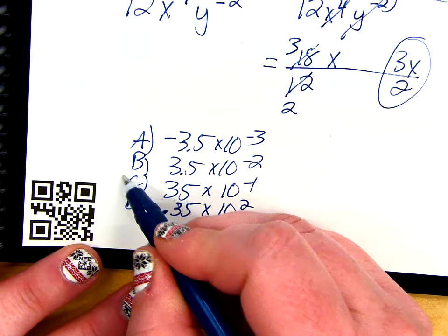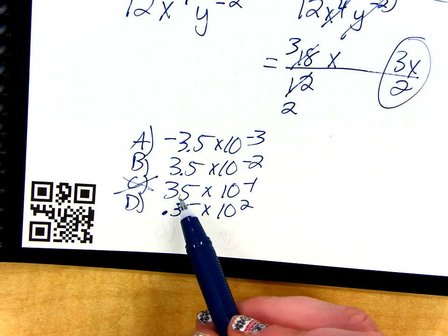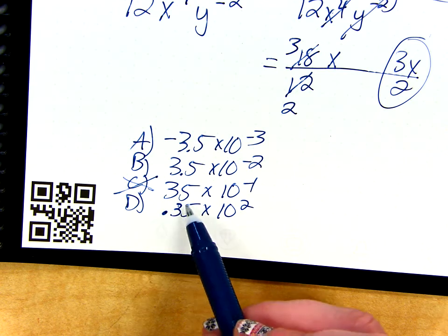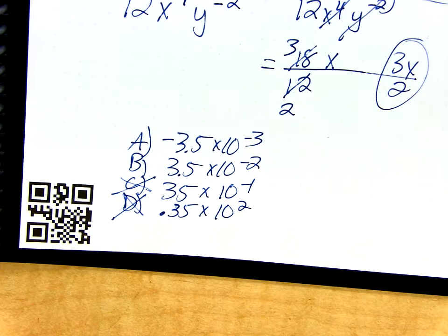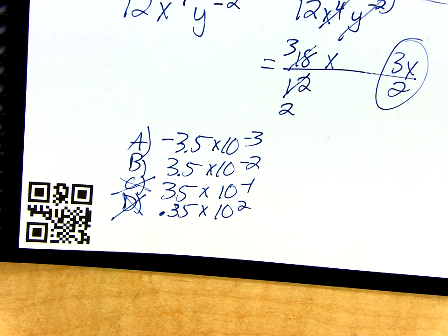C. Why? Yes, that number is supposed to be between 1 and 10. So, for the same reason, I can get rid of D. Use that fact to your advantage. If the instructions say to write your answer in scientific notation, these are not scientific notation, so they can't be the right answer.